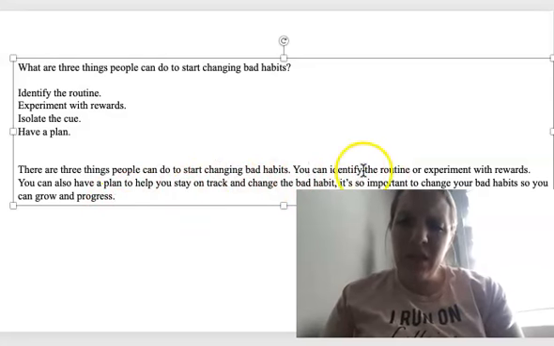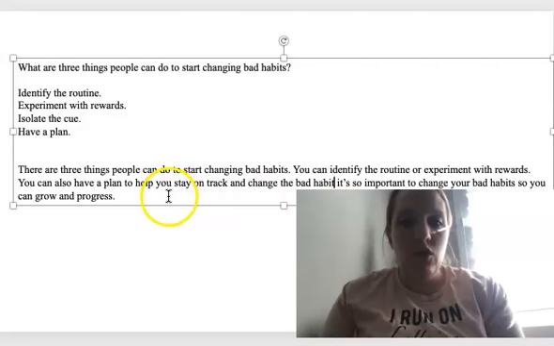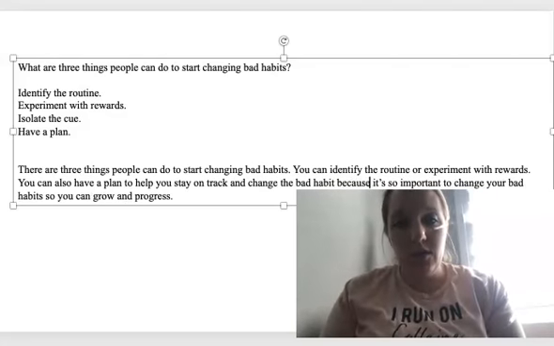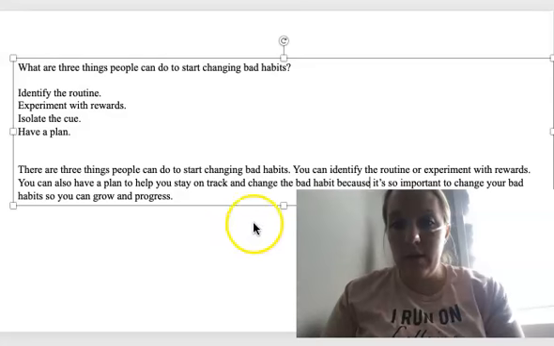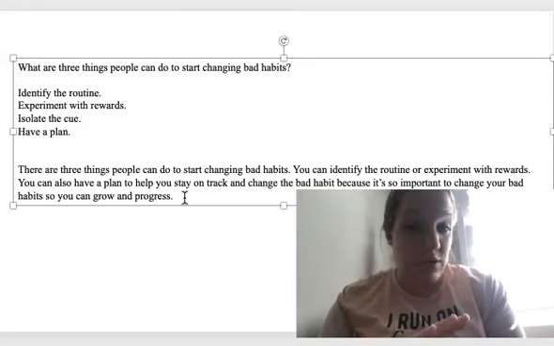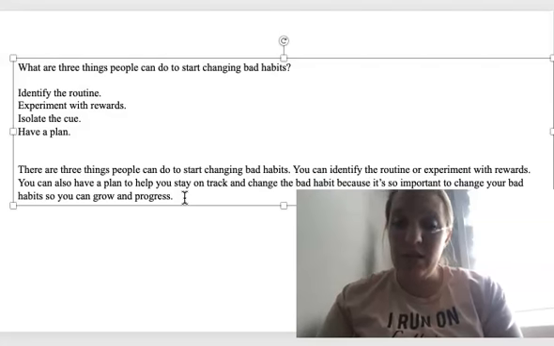Now, since I have 2 short sentences here, I kind of want this to be a long sentence, so instead of a comma, I'm going to put a transition word like this. You can also have a plan to help you stay on track and change the bad habits, because it's so important to change your bad habits so you can grow and progress. So now that is 1 complete sentence. So if you received feedback, that was super short for me, but if you received feedback on run-on sentences, I would suggest watching some videos on run-on sentences and how you can prevent them and fix them so that your papers run more smoothly and read well.